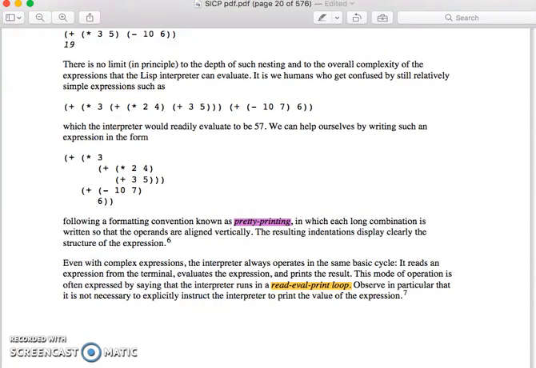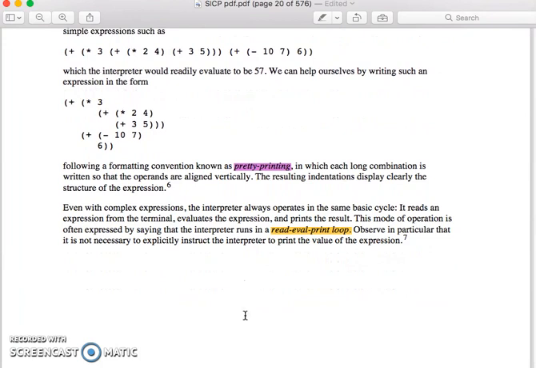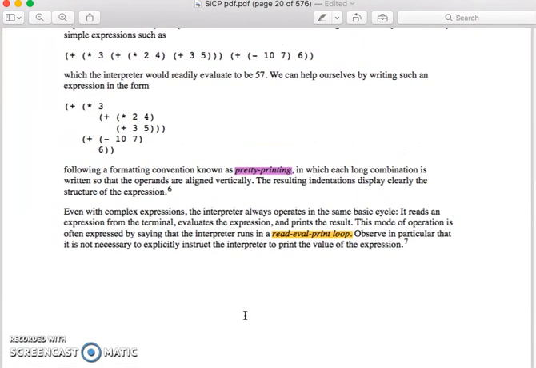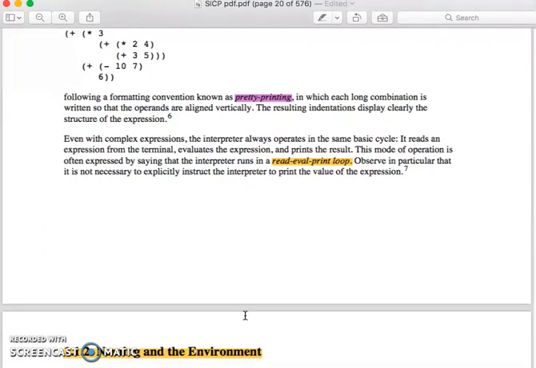Even with complex expressions, the interpreter always operates the same basic cycle. It reads an expression from the terminal, evaluates the expression, and prints the result. This mode of operation is often expressed by saying that the interpreter runs in a read, eval, print loop. Observe in particular that it is not necessary to explicitly instruct the interpreter to print the value of the expression.